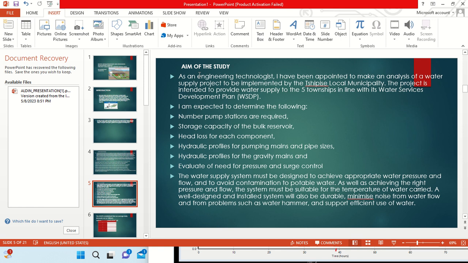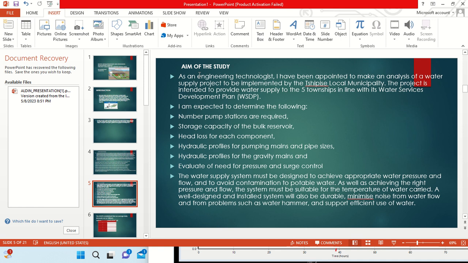I'm expected to determine the following: number of pump stations required, storage capacity of the bulk reservoir, head loss of each component, hydraulic profile for pumping mains and pipe sizes, hydraulic profile for gravity mains, and evaluate the need for pressure and surge control.